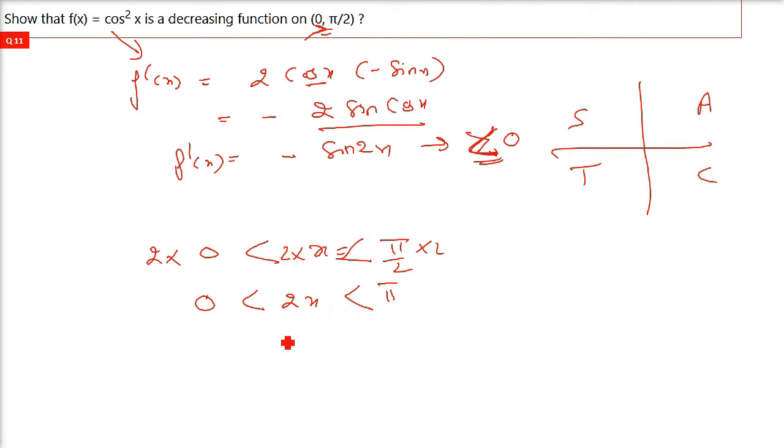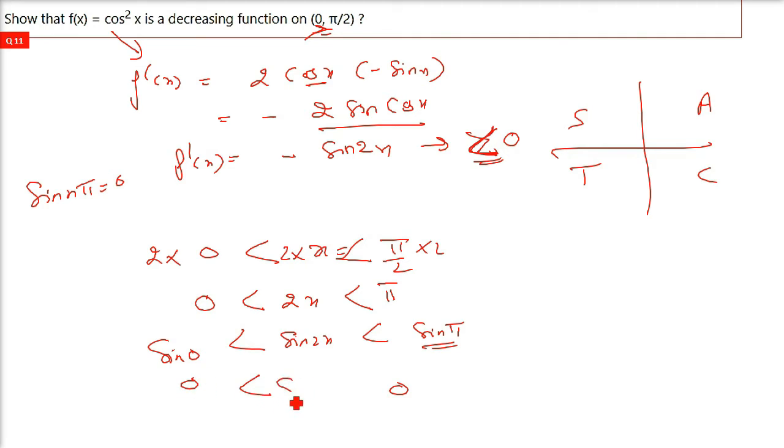Now see where the problem will arise if I take sine on both sides. It will be sin 0, and this also sin pi, and you know that sin n pi is going to be 0. So sin 2x will be between 0 and 0. That will be a problem. So you don't go like this. I'm just cancelling this out. I'm just showing you that if you go ahead with this kind of solution, you will be going nowhere. So this is the way.